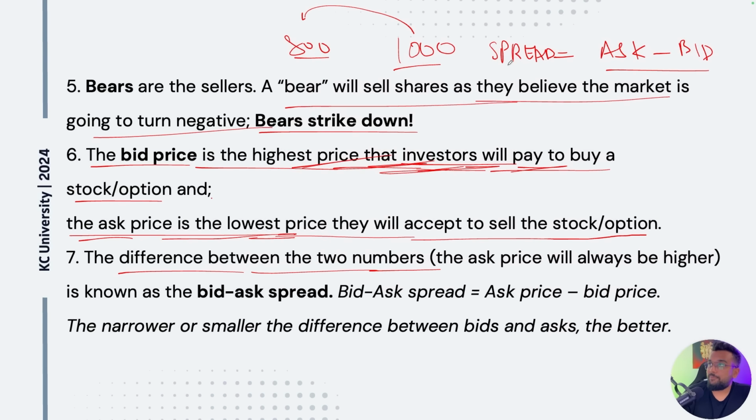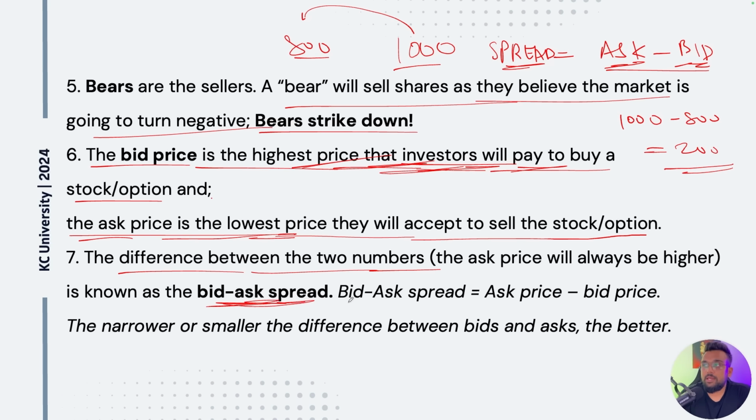And I promise you, ask is always going to be higher than the bid. Think about it. Somebody offers you $800 for the phone and you're like, nah, just give me $600. Or you post an ad for your phone for $600 and somebody goes, I'll buy it for $800. You're like, what? No, it doesn't happen, right? So the ask price is always going to be higher than the bid price. Now, spread simply means when the ask is more than the bid. What is the difference? $1,000 minus $800, $200 becomes the spread.